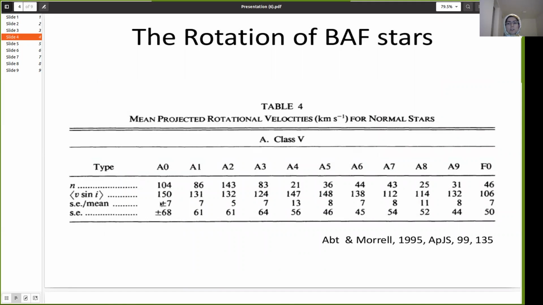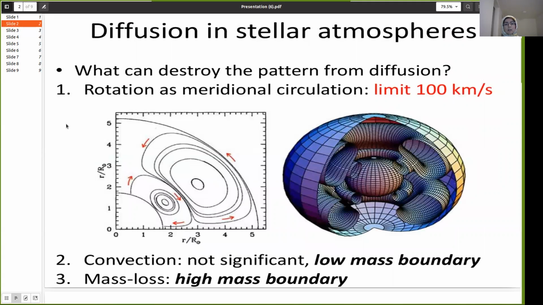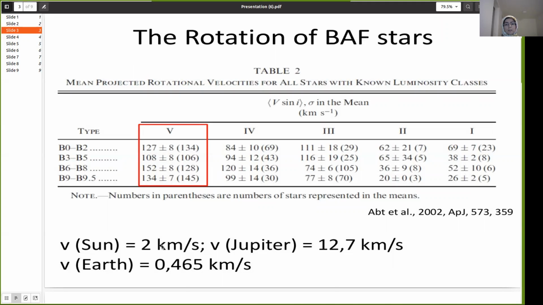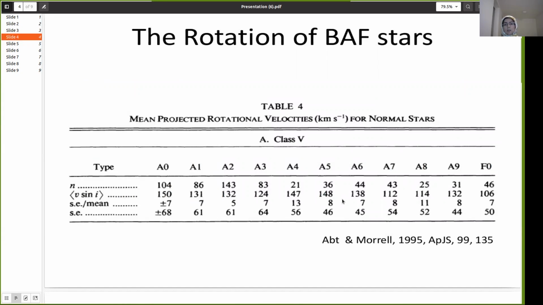And in here, you see this sin i. For rotation, you see for A-type stars, there are more than 100 kilometers per second. And as I told you, the Sun has 2 kilometers per second, so you see that our Sun rotates very, very slowly compared to other stars like A-type stars or B-type stars.